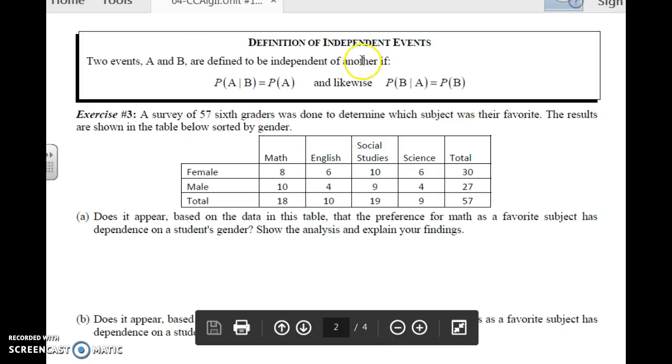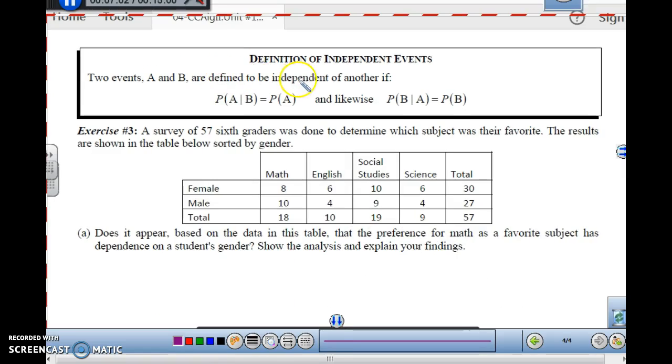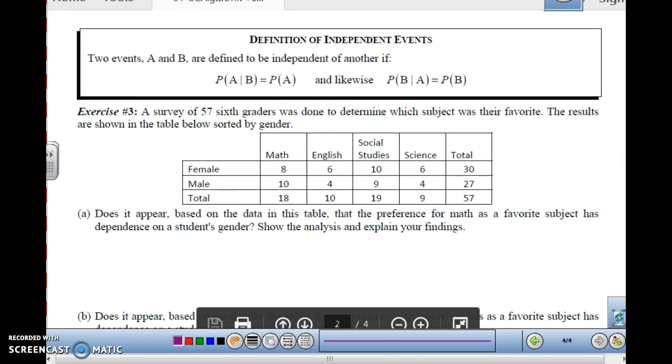Okay, so the definition of independence says, two events, A and B, are defined to be independent of one another if P of A given B is P of A, and P of B given A is P of B. So basically, if you do the probabilities of the event and given the other event, then the probabilities will be the same. All right, let's try this out. It's a little more clear when you see it actually demonstrated.